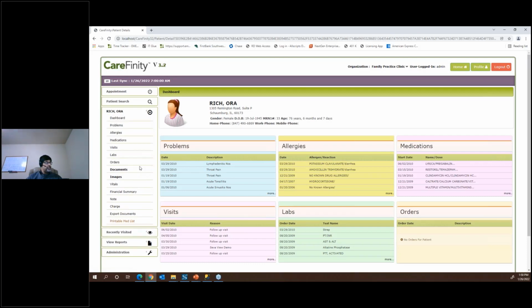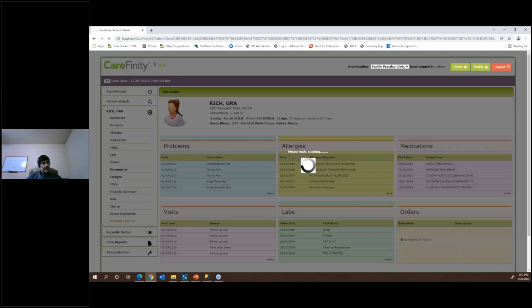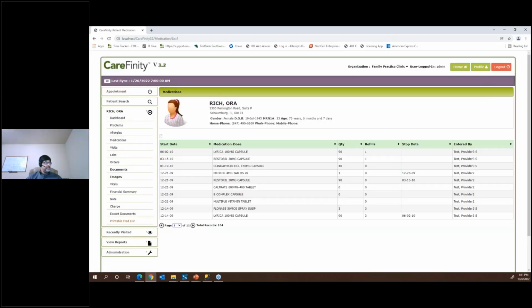You have a chart that opens on the left-hand side here that allows you to go through different sections of that patient's CareFinity record, so the different data elements that are available for that patient. So I'm just going to run through a few of these here. So for example, if I want to pull up my medication history, I can do that and look at the patient's medication history. I'll see all of the different medications that have been prescribed to that patient over time in this practice. I'll see the start date of the med, the medication and dose, the quantity and refills, the stop date, and the prescribing provider.